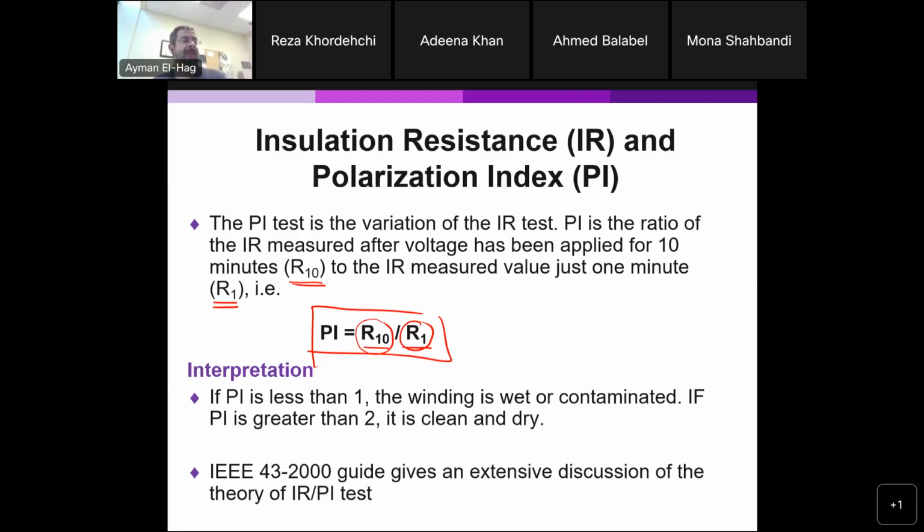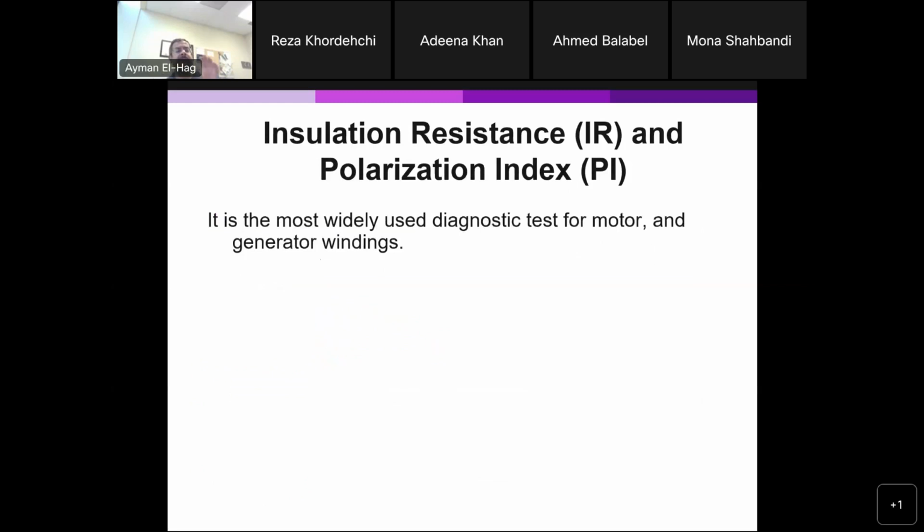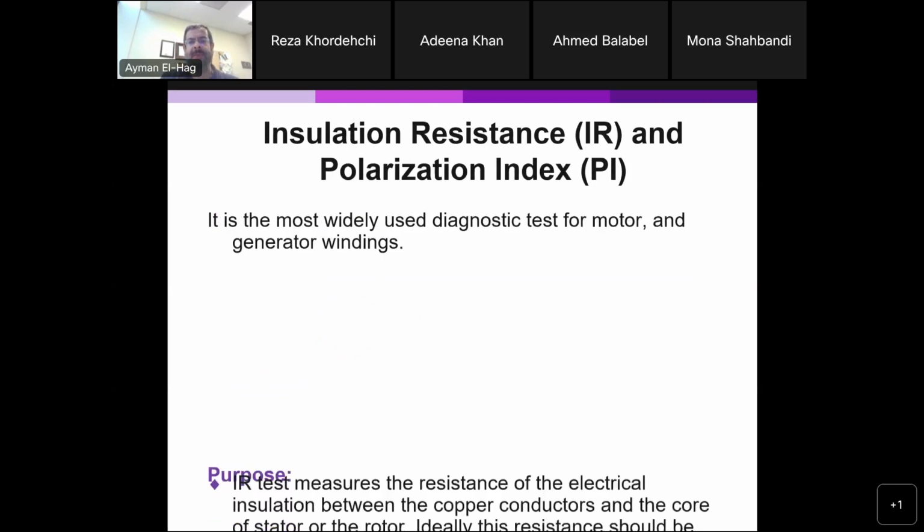That will be very helpful if you have the history of this specific asset, so that you know what the value was, and then you can tell if any deterioration is happening. IEEE 43-2000 is the guide that discusses the insulation resistance and the polarization index. Let me give you some specific examples where we use the IR, the insulation resistance, and the polarization index.